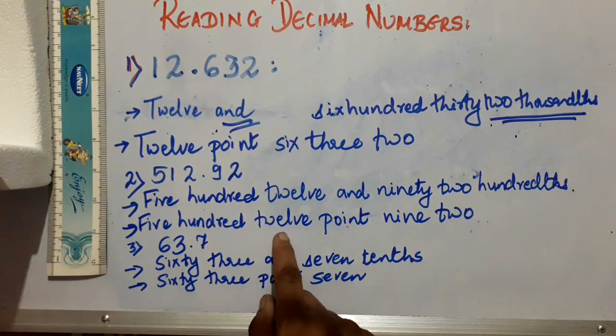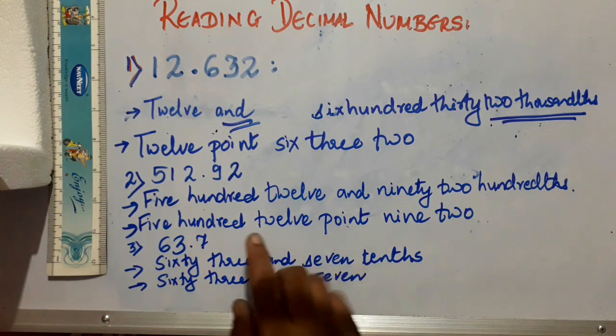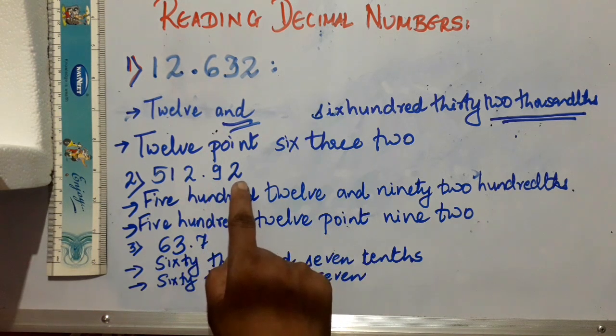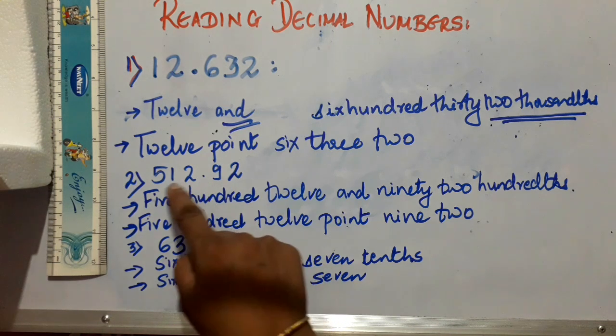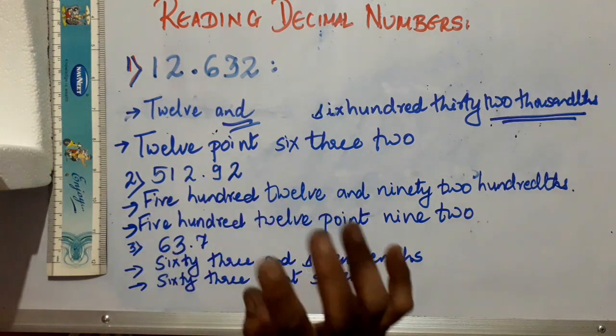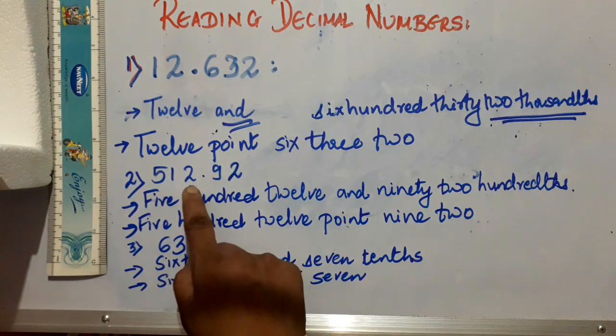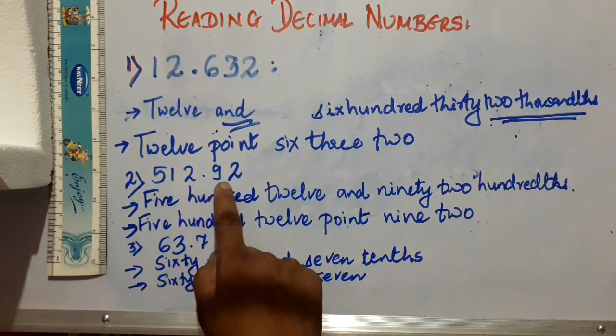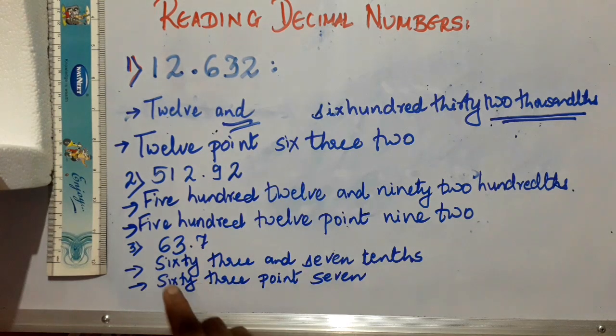And the second way is, you can also write it as 512.92. Here, just remember, as I said, these digits are to be written separately. I did not ask you to write it as 512 point 92. No. 512.92.